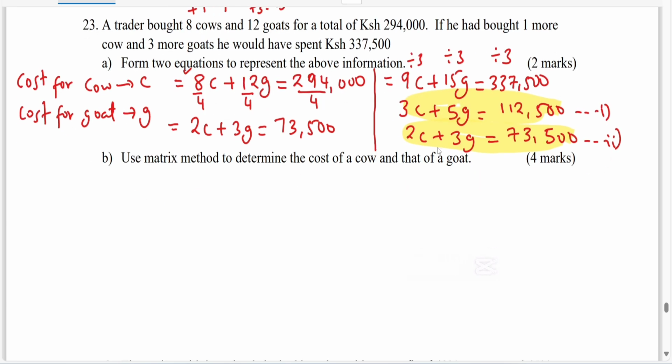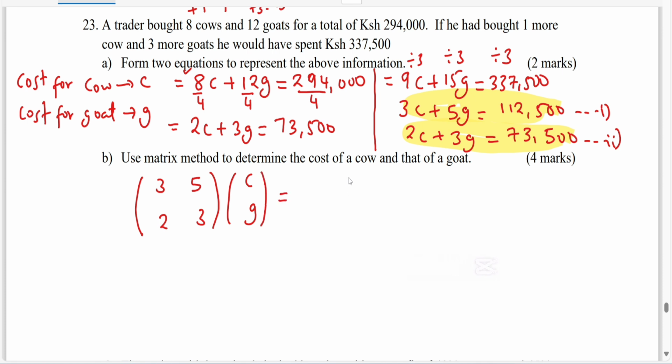So use matrix method to determine the cost of a cow and that of a goat. So tayari hapa taandika 3, 5, 2 na 3. Ni zile ambazo tulipata hapo. 3C 5G ndio hiyo 3 5 na 2 C plus 3G ndio hiyo 2 3. Na CG utaandika hapa. Okay. Is equivalent to, wacha tuipe space somewhere.